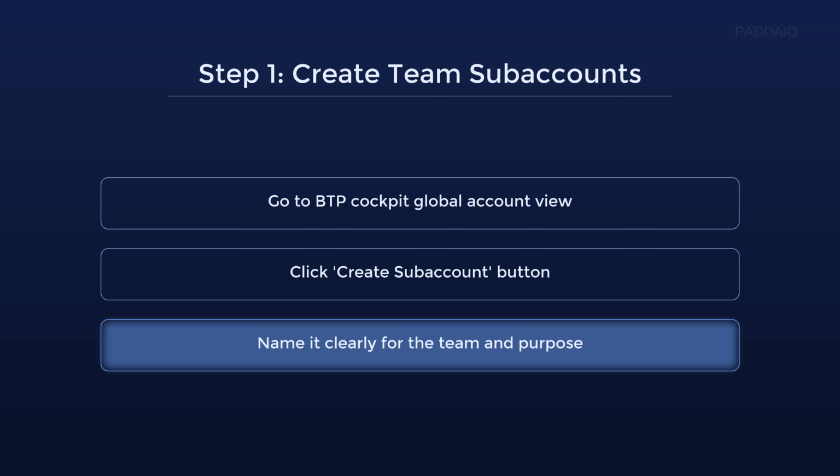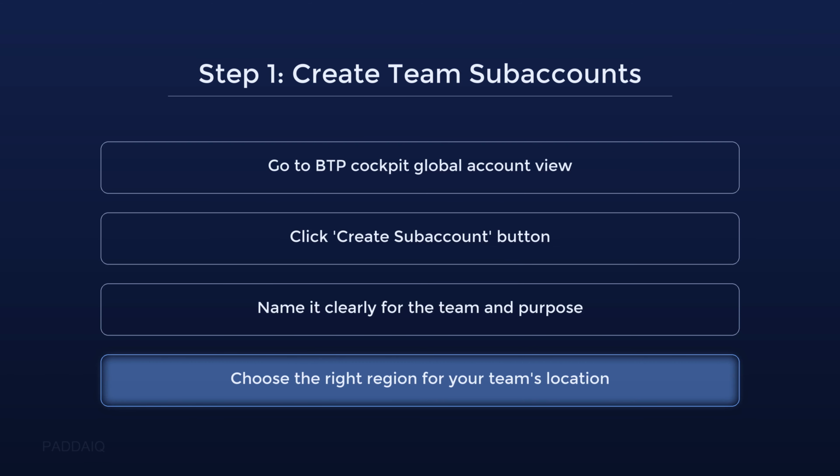Name it clearly for the team and purpose. This means your subaccount name should instantly tell everyone which team uses it and what it is for. For example, if the HR team needs a development environment, name it HR-Dev environment. This simple practice prevents confusion and ensures your team always selects the right subaccount for their work.